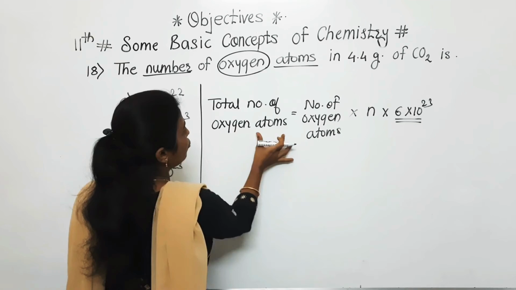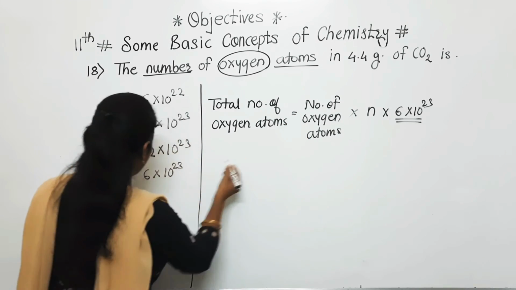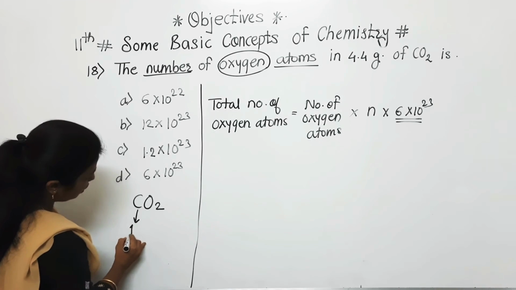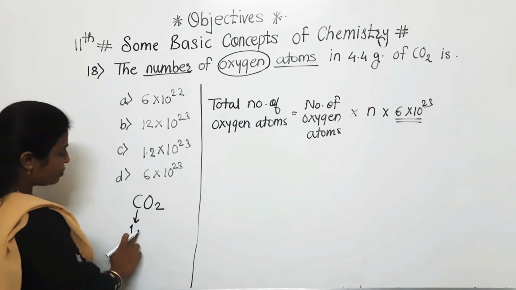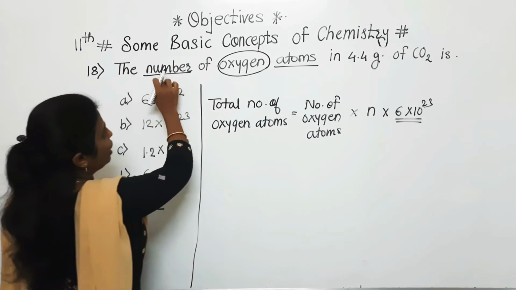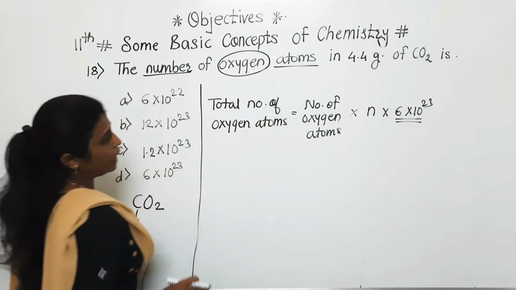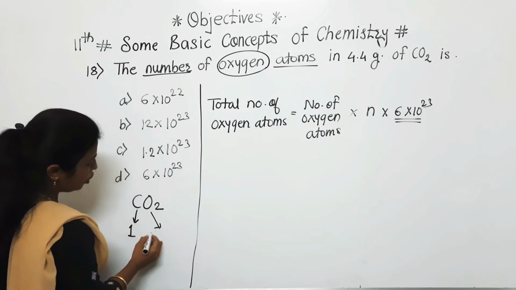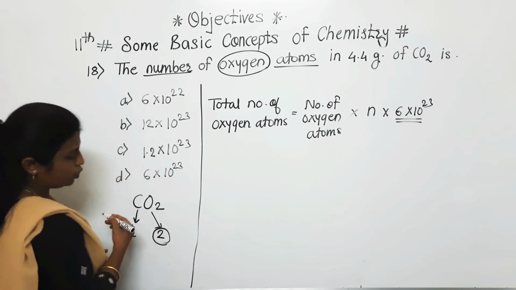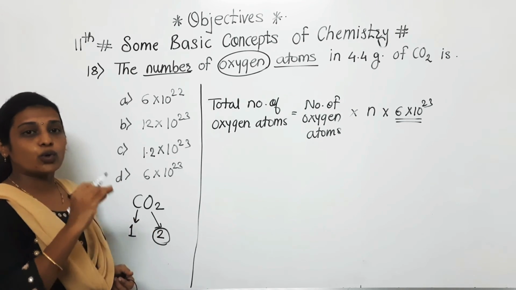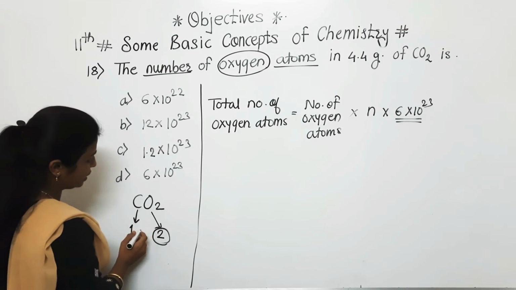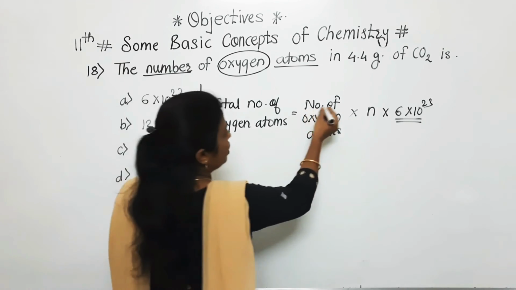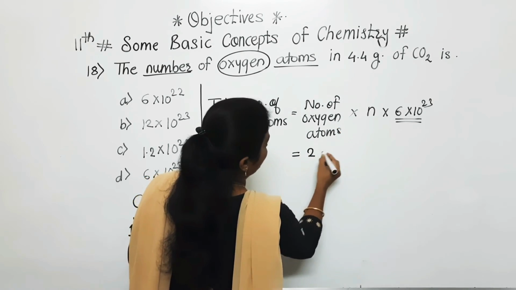So total number of oxygen atoms, as we know that CO2. How many carbon atoms are there? Only one carbon atom is there. Means if there will be the question, calculate the number of carbon atoms, at that time here we have to take 1. They asked about the oxygen, so we have to take here 2. If they are asking about the total number of atoms, then we have to take the sum of these 2. 1 plus 2, 3 will be there. So number of oxygen atoms, that is the 2 here.